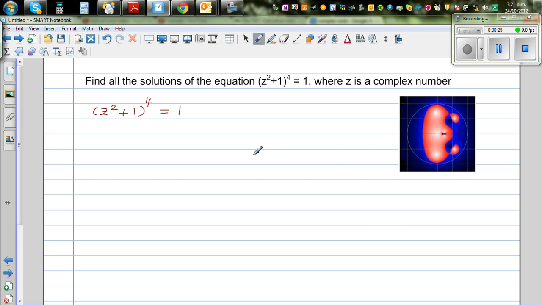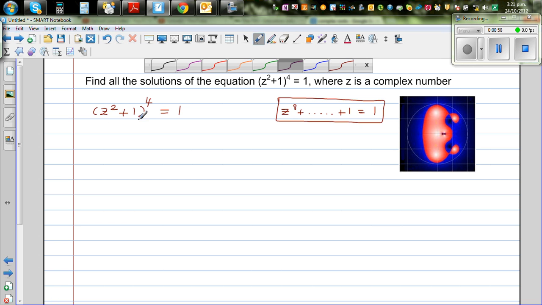Okay. So if you do the expansion of this, I hope you can see it will be z to the power 8 plus some terms of z plus 1 is equal to 1. So by just looking at this equation, you should know there should be 8 roots. There are 8 roots or 8 solutions to this equation. So let's start.